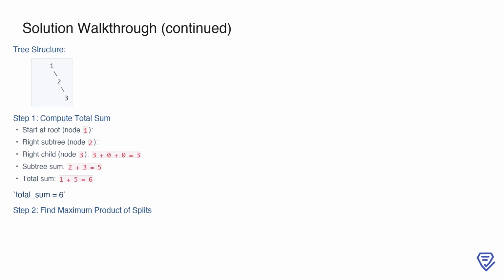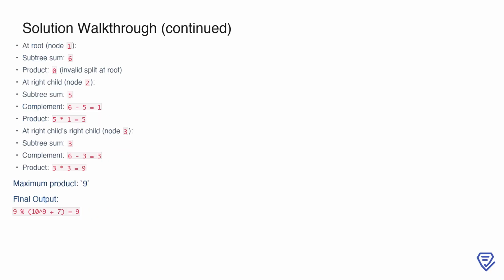Including the root node's value, the total sum of the tree is 6. With this total sum, we proceed to find the maximum product of splits. For the split calculations, at the root node, the product is 0, making it an invalid split. At the right child, node 2, the subtree sum is 5, and the complement is 6 minus 5, which equals 1. The product of these two parts is 5 times 1, yielding 5.